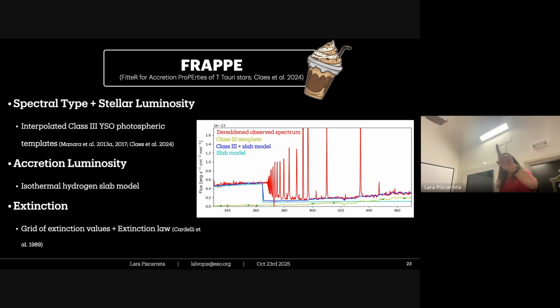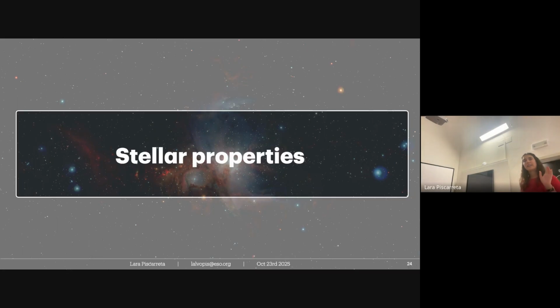On the right, you have one of our fitting examples, and it is very similar to one of the earlier plots that I showed. You can see the best fitted photospheric template in green, the slab model in cyan, and if we add those, we get the best fit to the observed spectrum. With this, we can get spectral types, stellar luminosities, also accretion properties such as the accretion luminosity and mass accretion rates, and extinction. Let's start by focusing on the stellar properties.